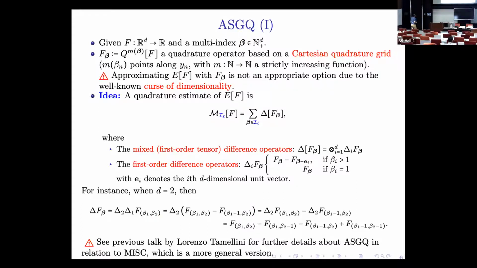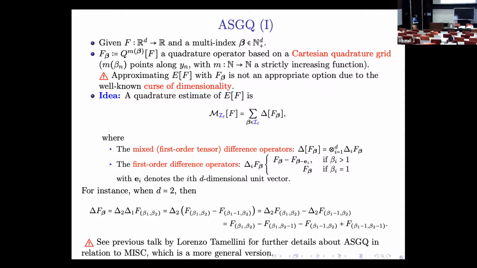The second method that we will consider in this work is adaptive sparse grids. This can be related to Lorenzo's talk, who spoke about MISC, which is a general version of adaptive sparse grid where you have the deterministic space and the stochastic space, but here we will only consider the integration with respect to stochastic parameters.